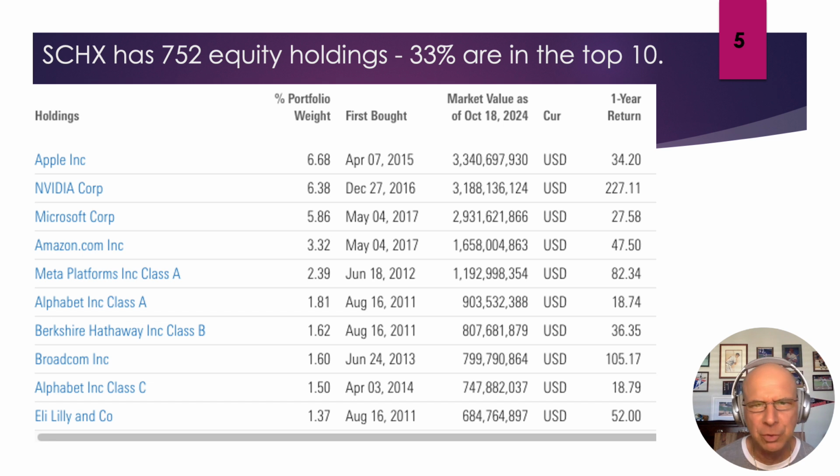Meta, which used to be called Facebook, 82%. Broadcom, 105%. Eli Lilly in the top 10 at 52% return. But again, the weight is only 1.37% of Eli Lilly. So the rest of the 740 stocks is made up of 1% or less. A lot less.